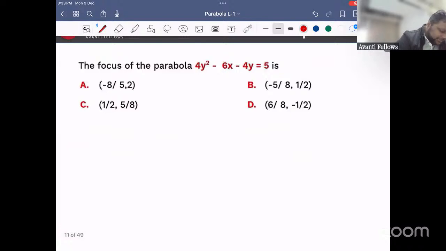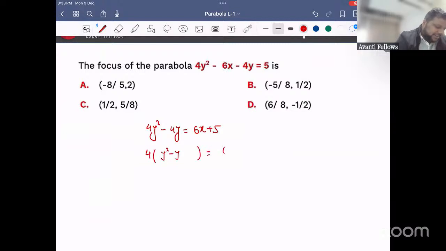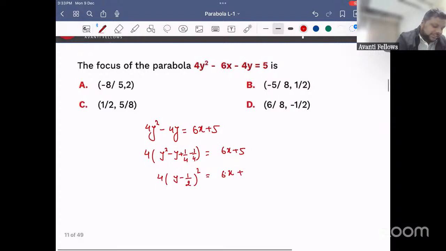This parabola is 4y square minus 4y is equal to 6x plus 5. So take 4 common: y square minus y is equal to 6x plus 5. Now to make a perfect square, add and subtract 1 by 4. So it is 4 times y minus 1 by 2 whole square equals 6x plus, now 1 will go to that side, 6x plus 6. So y minus 1 by 2 whole square is 3 by 2 times x plus 1.